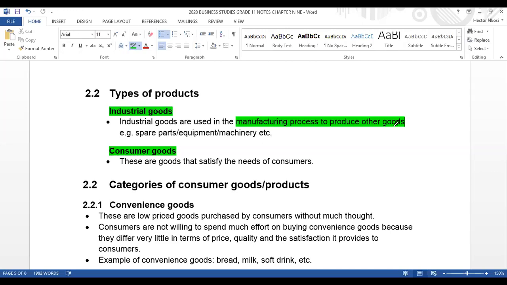So once you are done with this chapter, guys, you'll know how these businesses classify their products and how they manufacture those products. It is very important, or vital, boys and girls, to know what you're dealing with, how and when. Now, consumer goods are the goods that satisfy the needs of the consumers. These are the actual goods that have been produced using your industrial goods, basically.